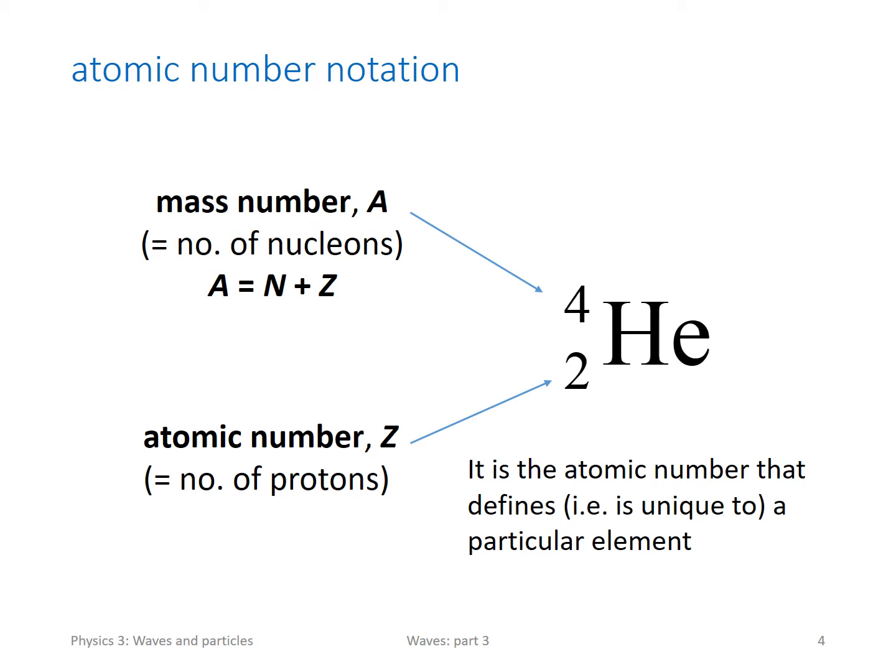This slide illustrates the standard notation used in nuclear physics. So we're using the example of helium, and what's represented here is helium-4. The atomic number Z for helium is 2, so this is shown as the subscript. It's the atomic number, the number of protons, that defines the element. The atomic number is unique to a particular element. So helium always has 2 protons. So if the atomic number is 2, we know we're dealing with the element helium.